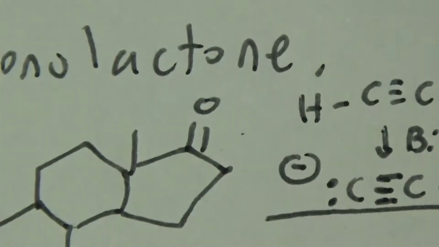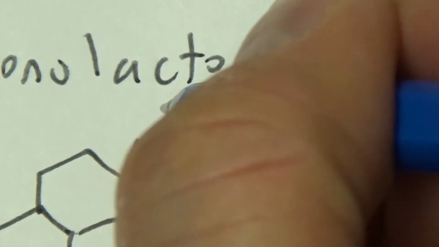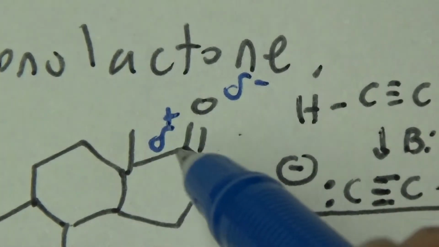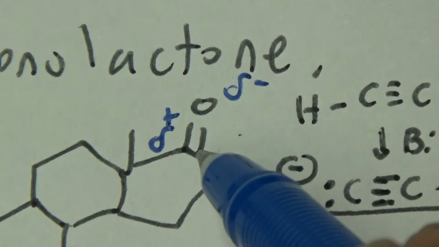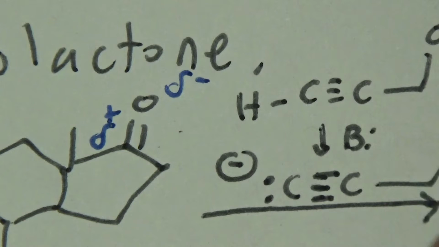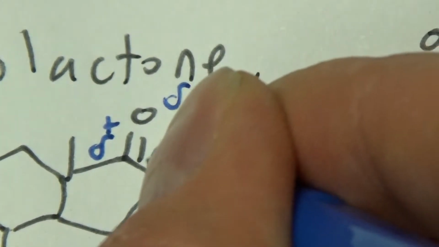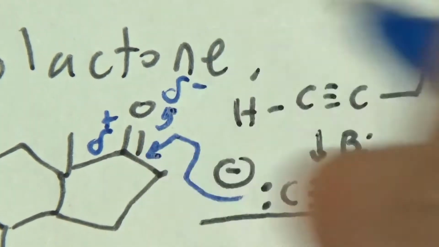So the ketone, of course, is a delta minus, delta plus. So that delta plus is on the carbon, I guess, right? So the carbon's delta plus, the oxygen is delta minus. So this negative attacks the ketone, kind of like a Grignard would, right? So it just goes in and attacks, right?